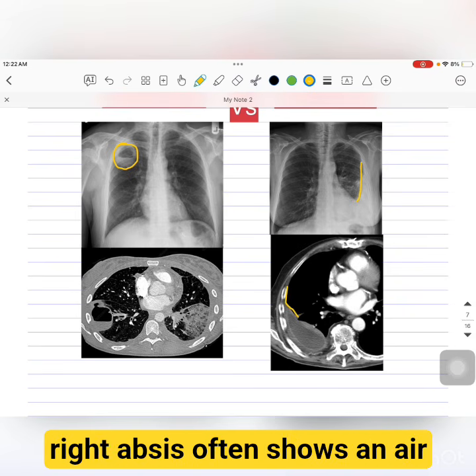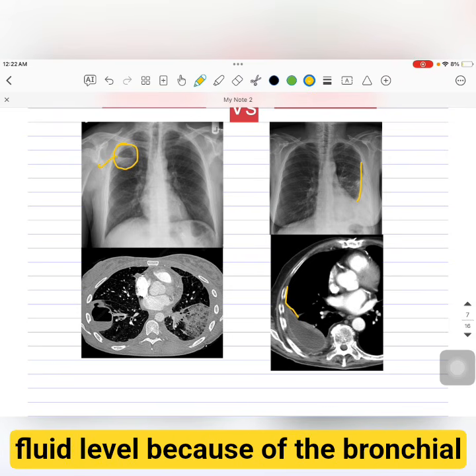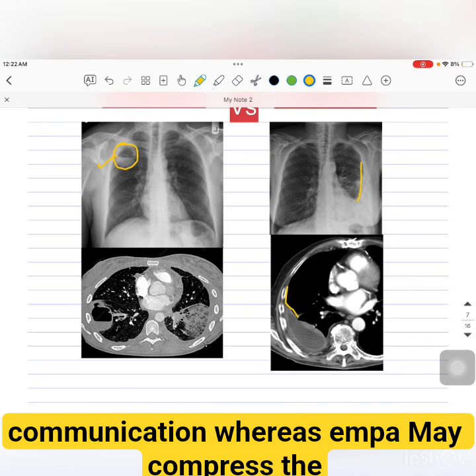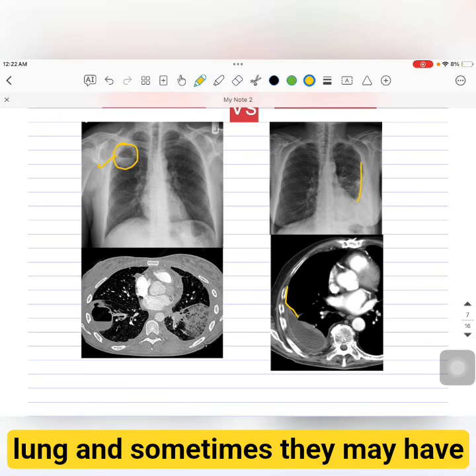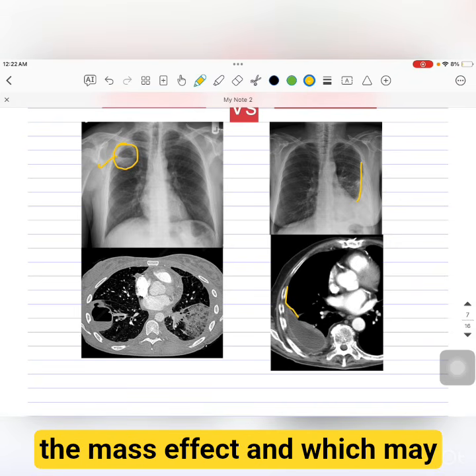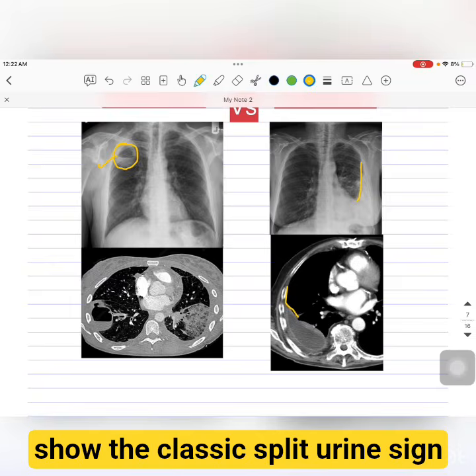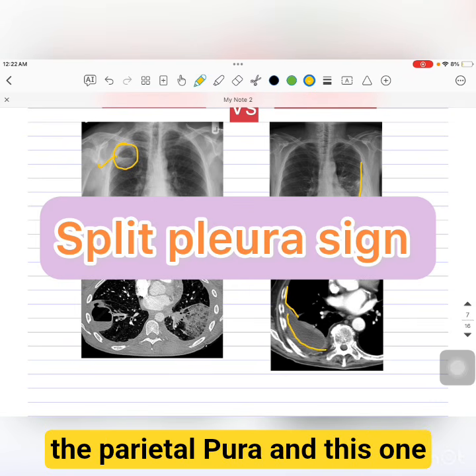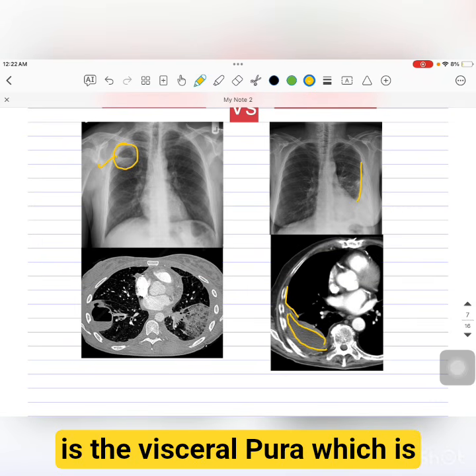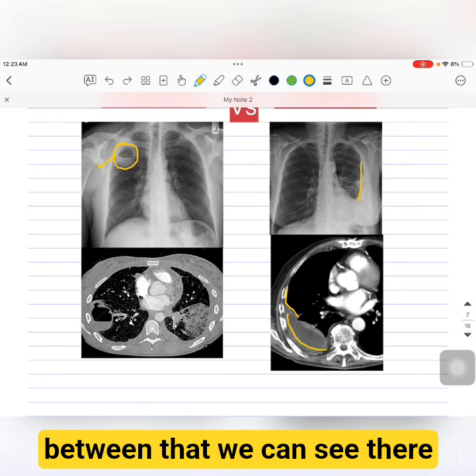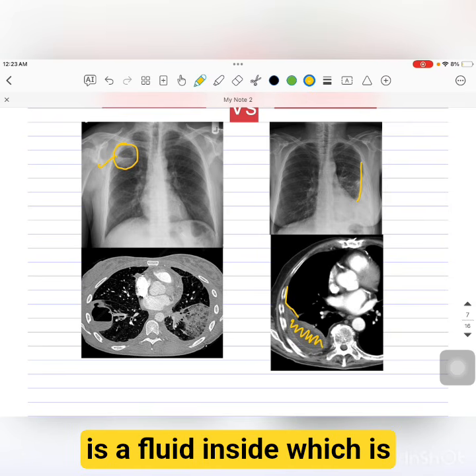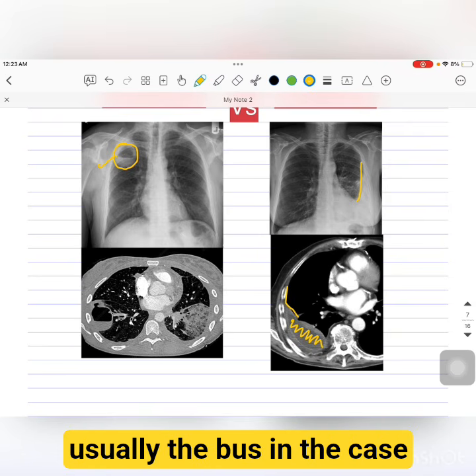Abscess often shows an air fluid level because of the bronchial communication, whereas empyema may compress the lung and sometimes have a mass effect, and may show the classic split pleura sign. As you can see, this is the parietal pleura and this one is the visceral pleura, which are separating from each other, and in between that we can see there is fluid inside, which is usually the pus in the case of empyema.